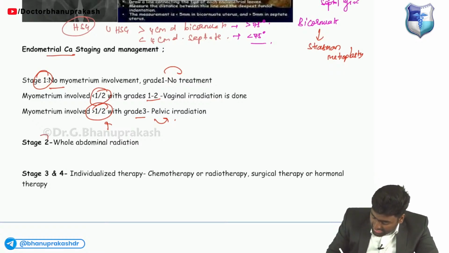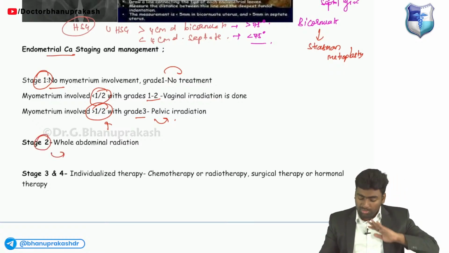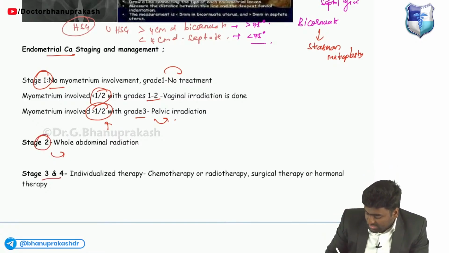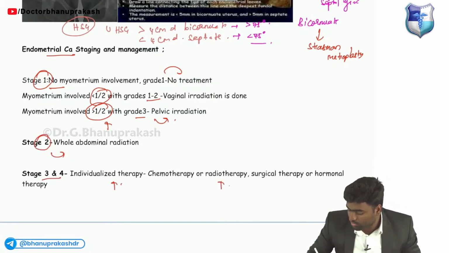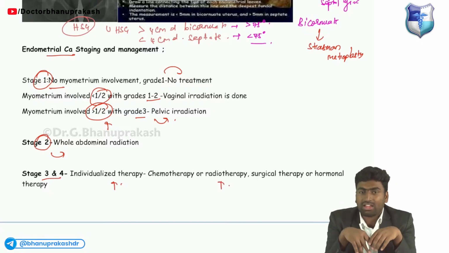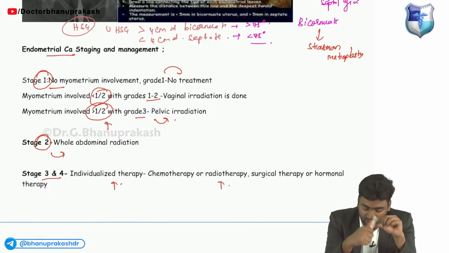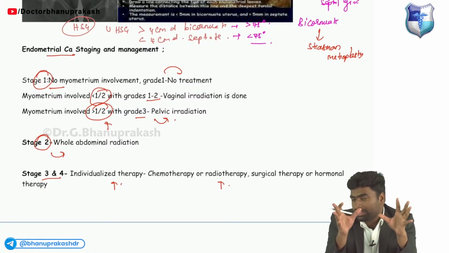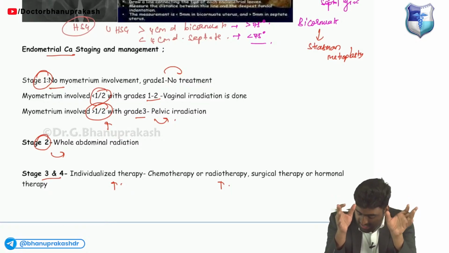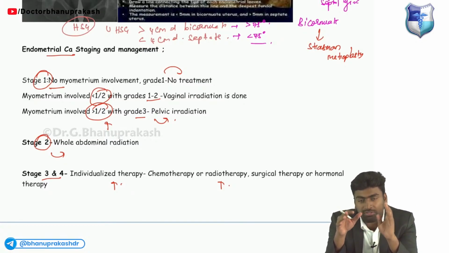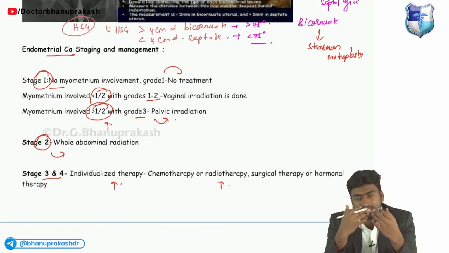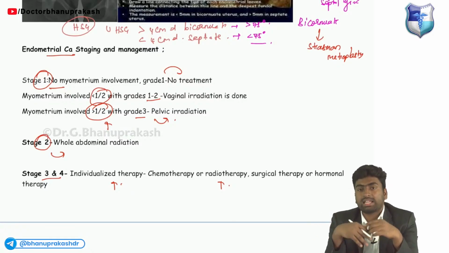Okay, and if it is stage 2, we will give whole abdominal irradiation, and in a case of stage 3 and 4, we will go for individualized chemotherapy and radiotherapy. So we'll remove this uterus, and along with this we will give both chemotherapy and radiotherapy. So just remember roughly, in the case of endometrial cancer, there are different stages. If there is no myometrial involvement, we don't need to treat. If it is less than half or 50% involvement, then we'll give vaginal irradiation. If it is more than half, then it is pelvic irradiation.